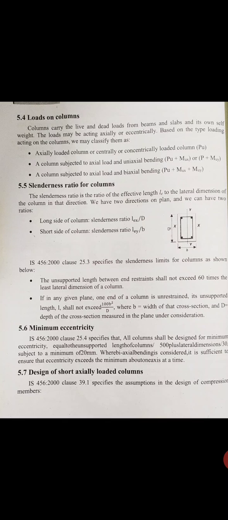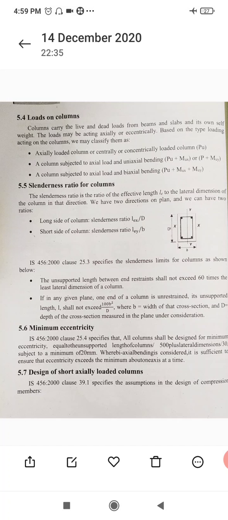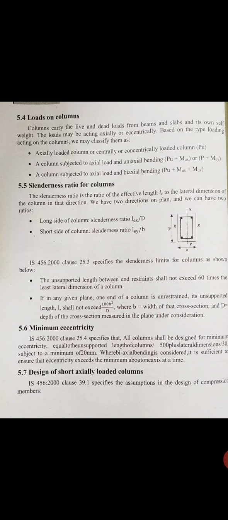A column subjected to axial load and uniaxial bending: PU plus MUX or PU plus MUY. A column subjected to axial load and biaxial bending: PU plus MUX plus MUY.